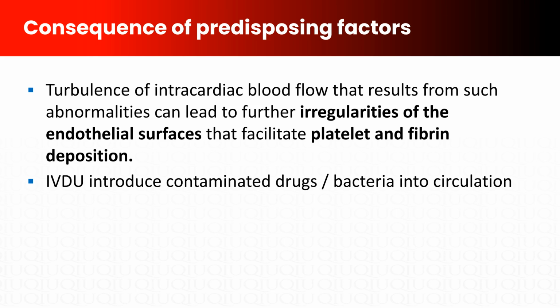These sterile platelet fibrin deposits then provide an ideal surface for bacterial adherence. When bacteria enter the bloodstream from any source, they can stick to these deposits and establish infection, converting sterile vegetations into infected vegetations. In intravenous drug users, the mechanism is more direct. They introduce contaminated drugs or bacteria directly into the circulation, which can seed abnormal cardiac surfaces or even sometimes normal valves, particularly the right-sided tricuspid valve.